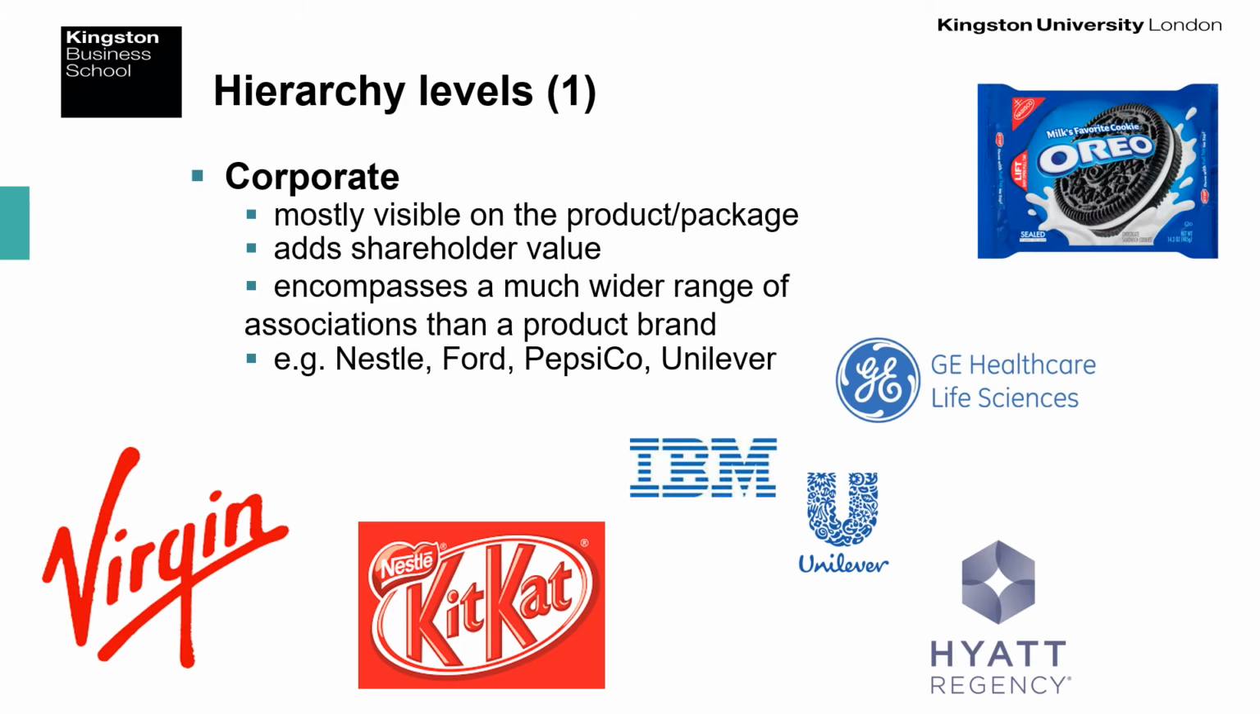In other cases, the corporate name doesn't appear exactly alongside other brand names on the packaging. Unilever, for example, with its very distinctive logo towards the middle of your slide here, the Unilever logo generally appears on the back of packaging. You'd have to turn it round to have a look.